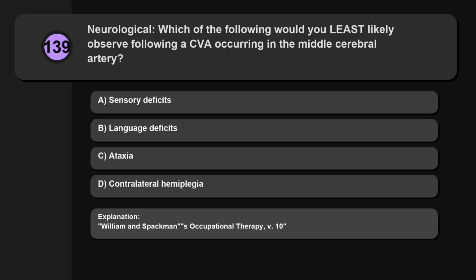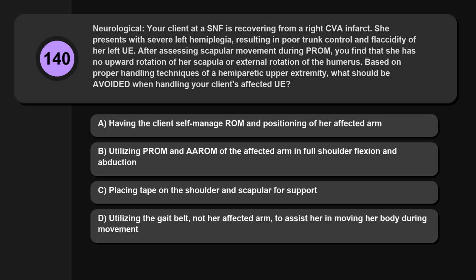Question 140. Neurological. Your client at a SNF is recovering from a right CVA infarct. She presents with severe left hemiplegia, resulting in poor trunk control and flaccidity of her left UE. After assessing scapular movement during PROM, you find that she has no upward rotation of her scapula or external rotation of the humerus. Based on proper handling techniques of a hemiparetic upper extremity, what should be avoided when handling your client's affected UE? Option A, having the client self-manage ROM and positioning of her affected arm.